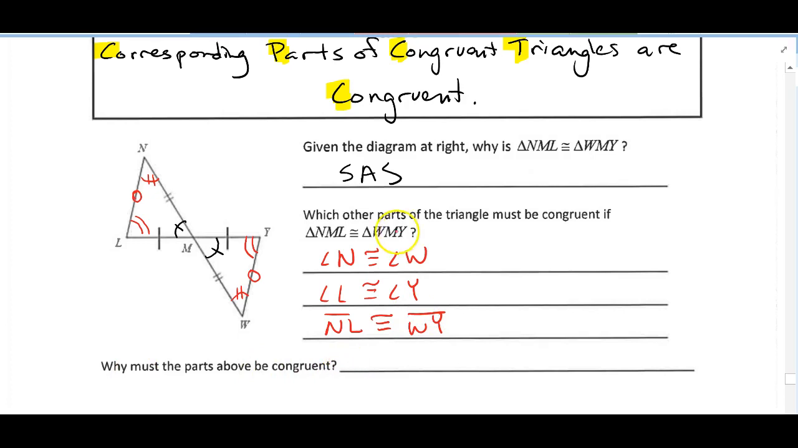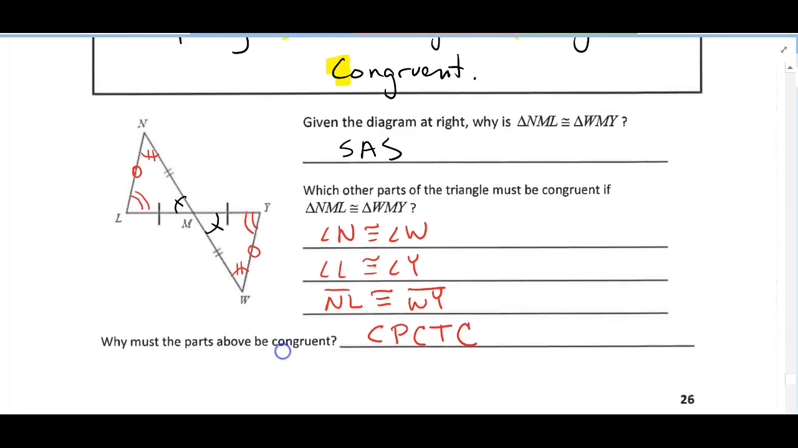Why must the parts above be congruent? Well, since the triangles were congruent, the corresponding parts are congruent, or corresponding parts of congruent triangles are congruent. Okay, so we're still going to be proving triangles congruent, but now instead of that being our last step, we're going to continue with one more step. So you have to pay very close attention to what you're trying to prove and solve it appropriately.